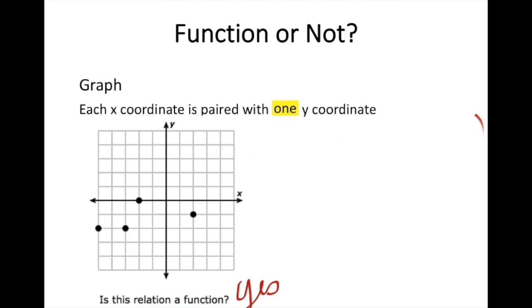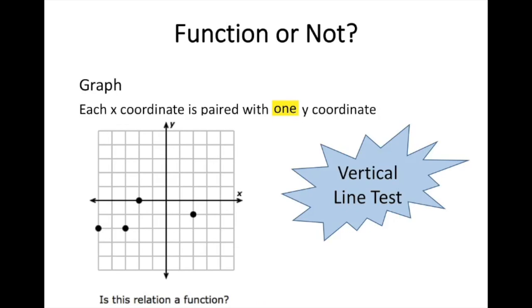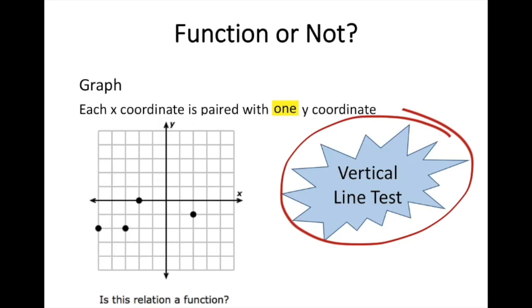However, with a graph, writing the ordered pairs takes so much time. It's ridiculous. So there is a little test that will help you determine if it's a function or not. It's called the vertical line test. Make sure you copy down this vertical line test.